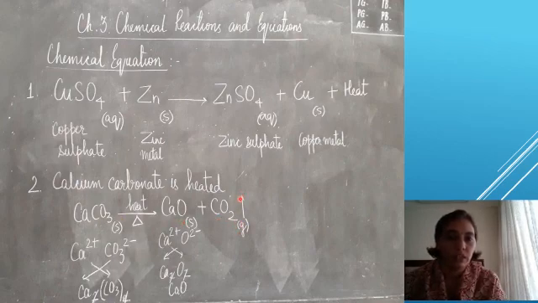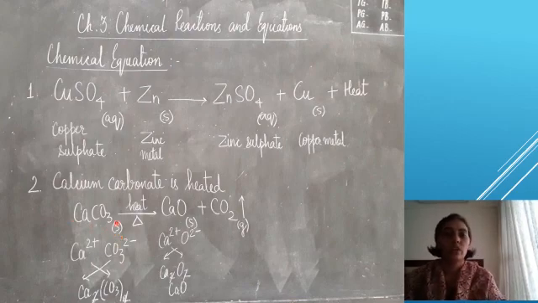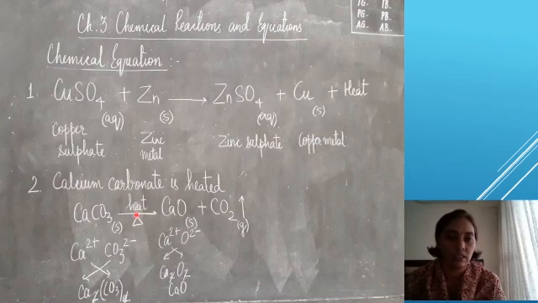Similarly, the products are calcium oxide and carbon dioxide. You can indicate it with an upward arrow, or you can even write down a gas is evolved by writing a small g in a bracket. Calcium oxide is a solid, so you write down small s. Calcium carbonate is also solid, and we'll write down it as s. So what are you supposed to do here? You're going to heat this. On heating, it decomposes to give you these two products.